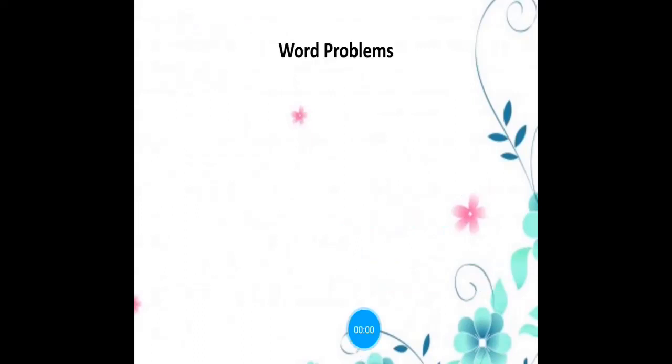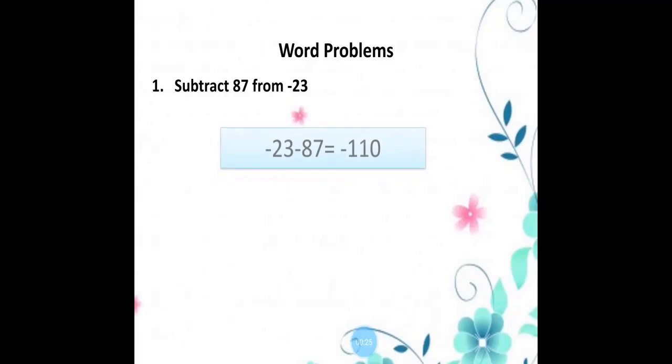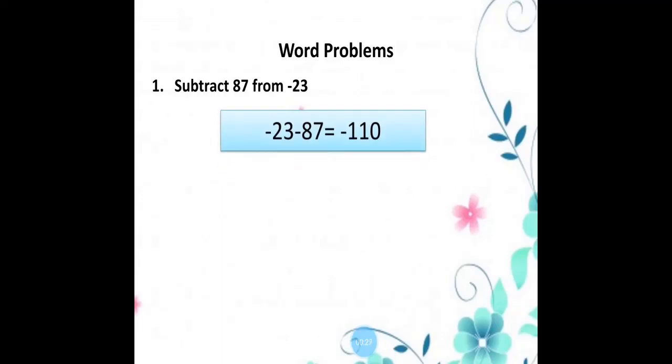Any question? Let's have the word problems here because integers can be seen in real life. So there are real life applications that we can have in integers. So let's have the first one. Subtract 87 from negative 23. So if we're going to look at the statement, subtract 87 from negative 23. So, we are going to have negative 23 minus 87 is equal to negative 110.